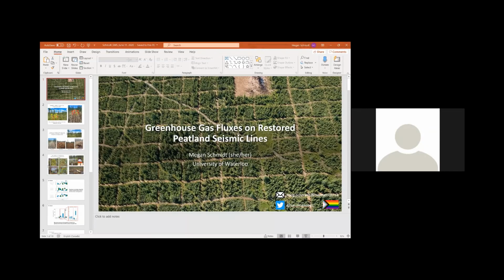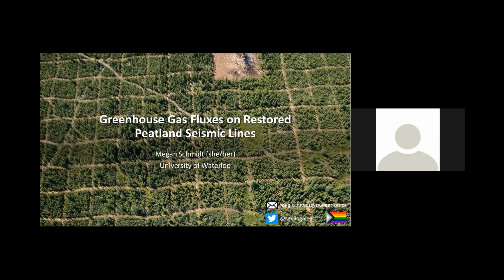My name is Megan. I'm at the University of Waterloo, and my master's project is looking at greenhouse gas fluxes on restored peatland seismic lines. You may recognize some of this because Taylor and I are actually field partners working on the same site.